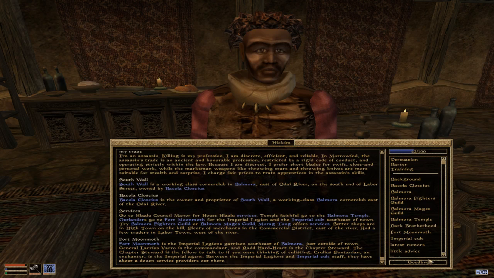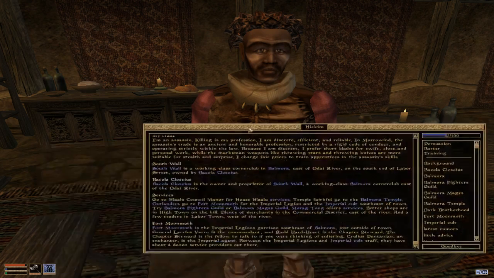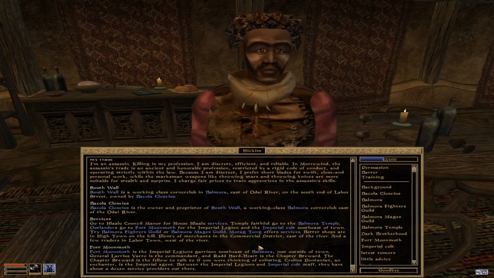They will not enlist us. We talked before to some Imperial Legion members, and they said that we need to go somewhere like Ebonheart, maybe. I mean, only one fort is enlisting members, and it is not Fort Moonmoth. I'm 100% sure of that. Anyway, that's where I stopped.